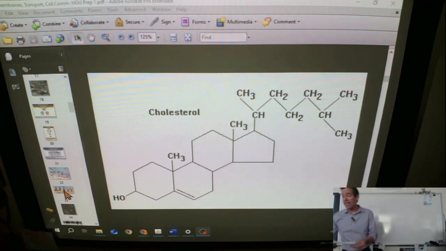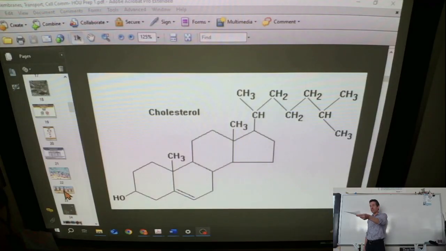So what they did was they froze it. So I've got this phospholipid bilayer, and they freeze it, and then they just shake it really hard. And when they do, parts of it rip off.